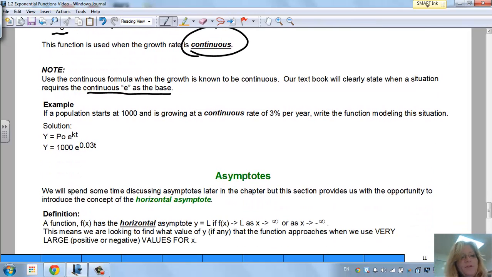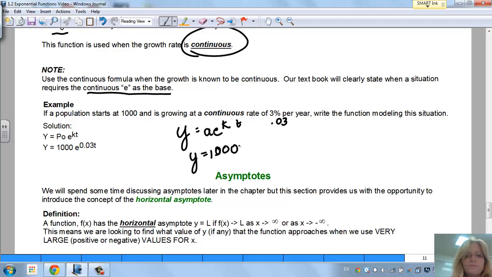So for example, if a population starts at 1,000 and is growing at a continuous rate of 3% per year, write the function. You'll notice I have y equals a e to the kt. If it's continuous, all you do is change the percent to a decimal and put it in the k spot. And since it's growing, it's positive. So it's going to be y equals 1,000 e to the 0.03t.